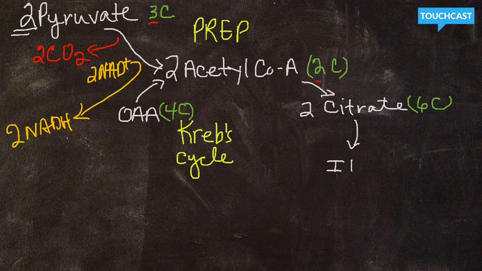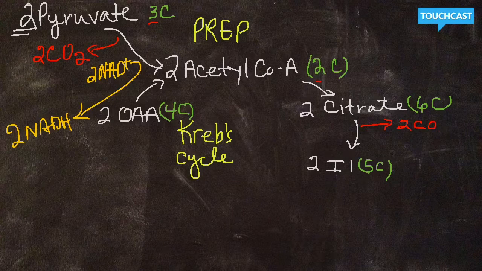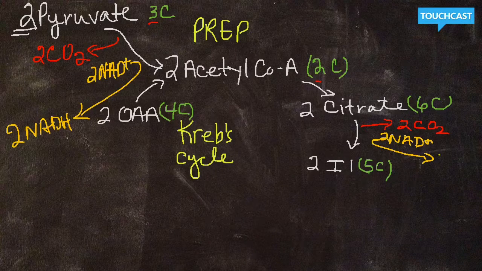But notice we have 2 molecules of citrate being produced because we have 2 acetyl-CoAs, which means we're also using 2 OAAs, and we're producing 2 intermediate 1s. Intermediate 1 is a 5-carbon molecule. So you'll notice we're going from a 6-carbon molecule to a 5-carbon molecule. So we are having 2 molecules of CO2 being given off here, 1 for each of the molecules of citrate. As we have oxidation occurring going from citrate to I1, we have reduction, and that is going to be in the form of 2 molecules of NAD+ to 2 molecules of NADH.